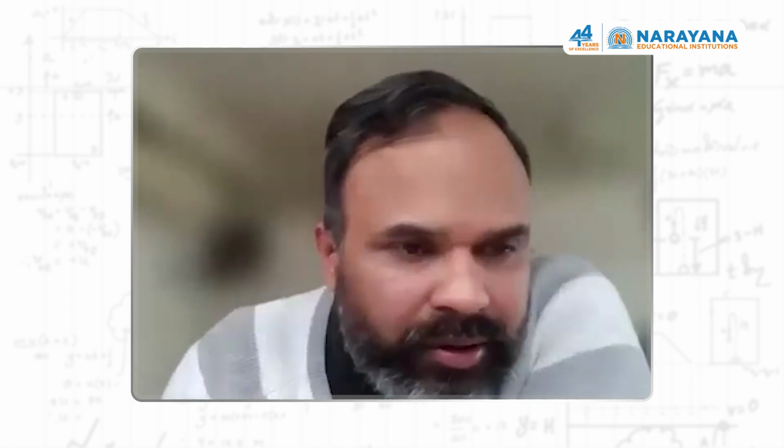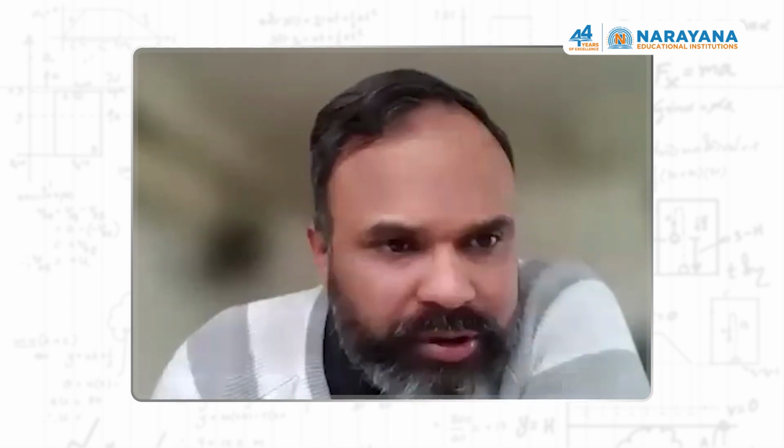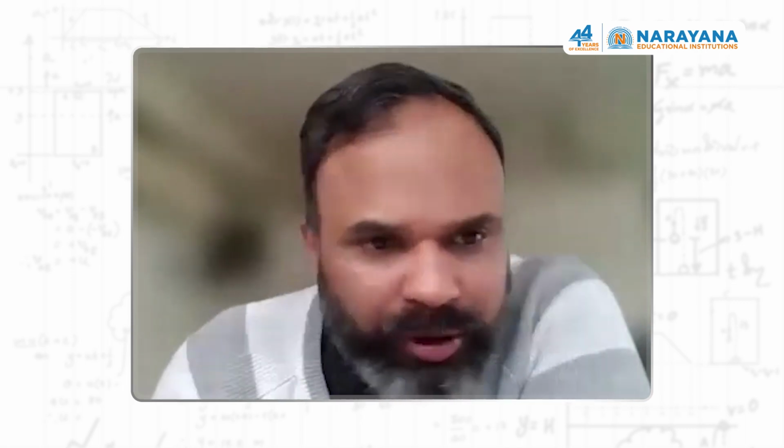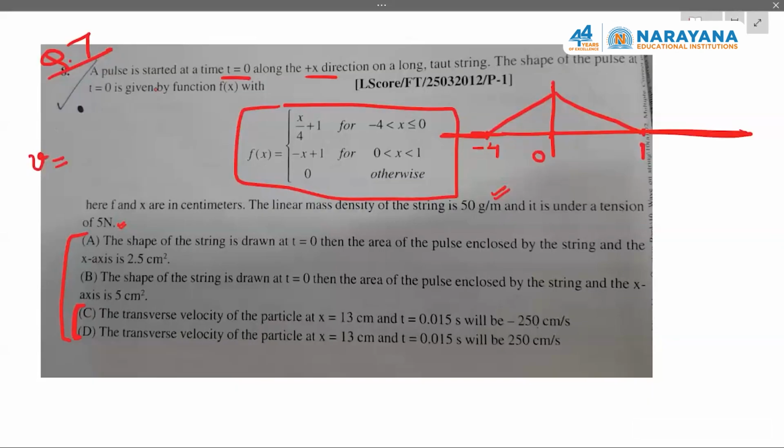Everything I'm using in CGS only, right? And the rate at which the wave is traveling is known to me. V in this case is the square root of tension, which is 5, upon mass per unit length, so that was 50 upon 1000. So it is actually 10 meters per second. That is the pace at which the pulse is traveling in the positive x direction.